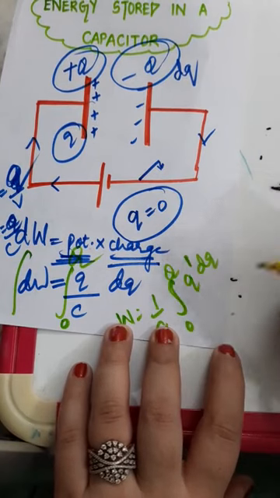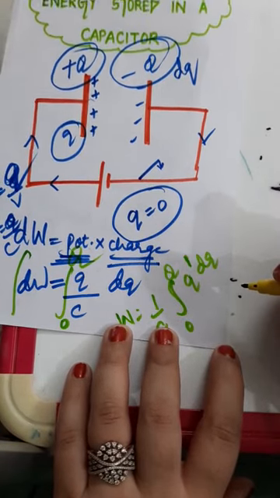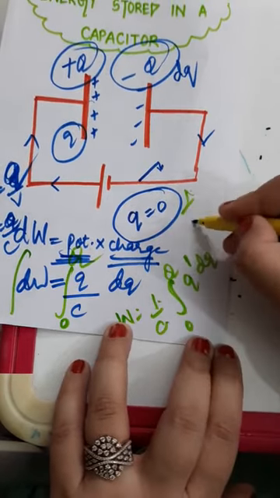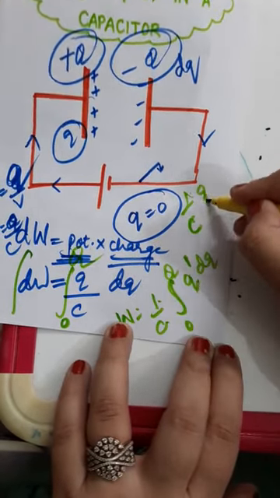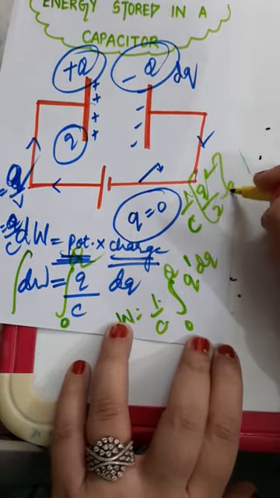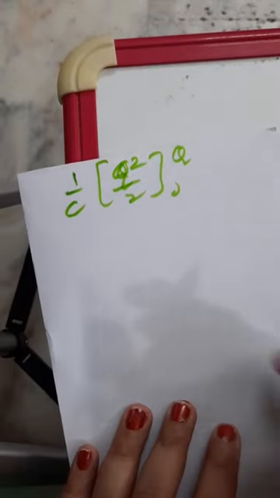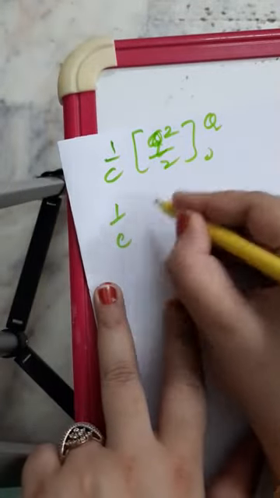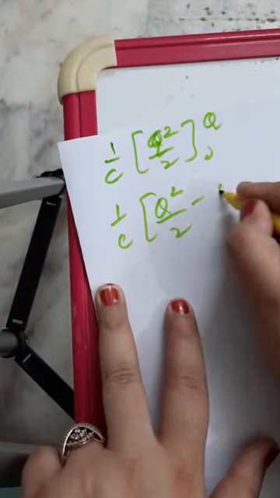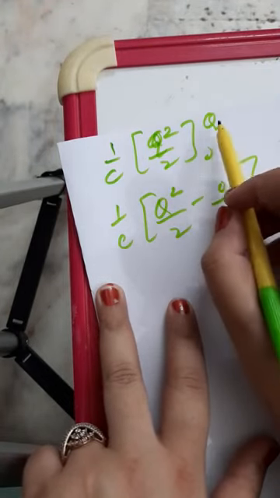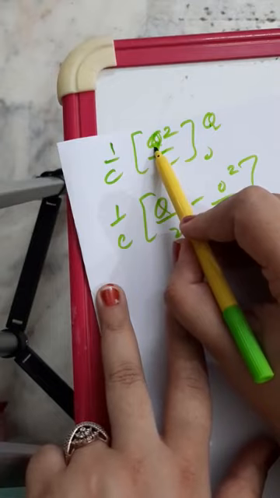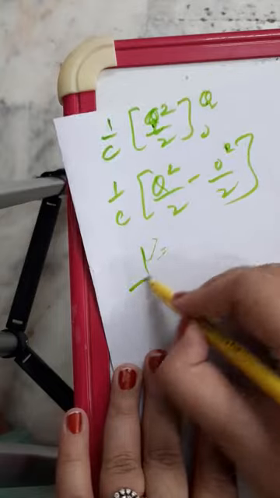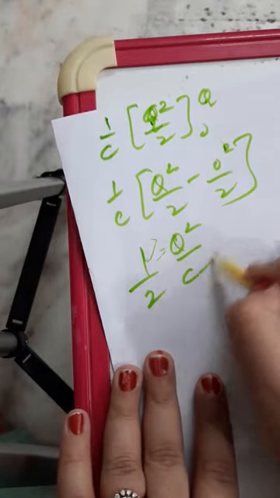This can be written as q raised to the power 1. Now the rule of integration says increase the power by 1 and divide by the same number. So this 1 by C remains as it is, and this q to the power 1 becomes q square upon 2, with limits 0 to Q. Now when you put upper limit minus lower limit, it becomes 1 by C, capital Q square by 2 minus 0 square by 2, because you need to put the upper limit in place of small q, and then the lower limit. After that it becomes half Q square upon C.